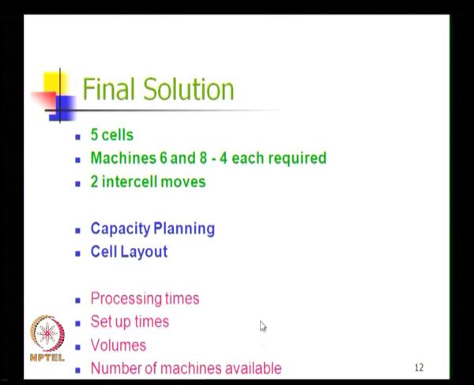Now, this would necessitate some other analysis and some other change, which could even be the inclusion of a small inexpensive machine which can carry out some of the operations. So, capacity planning and cell layout have to be done, considering processing times, setup times and volumes to determine the number of machines required based on the number of machines available. This aspect is called line layout. Now, we will see more of cellular manufacturing in the next lecture.